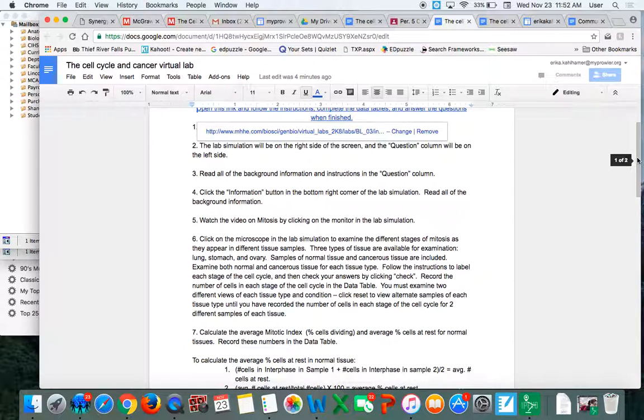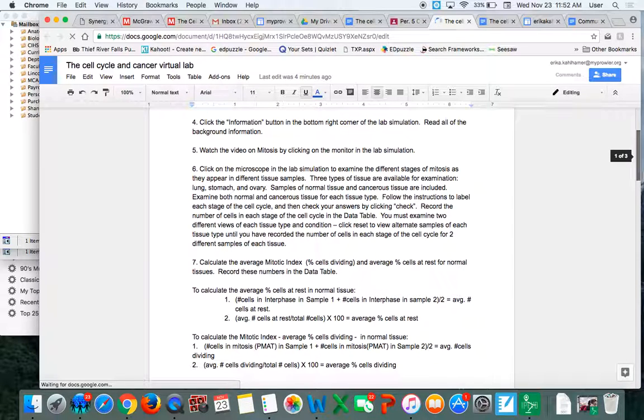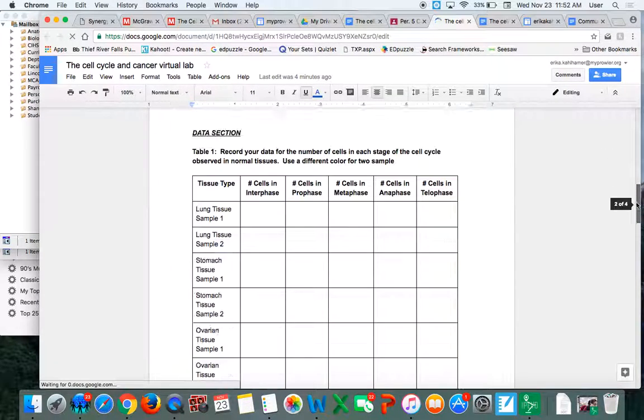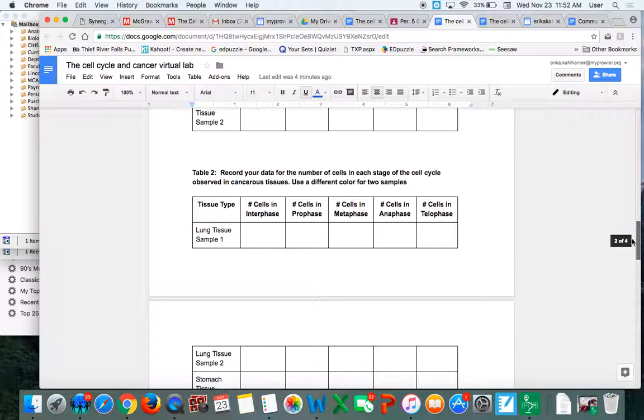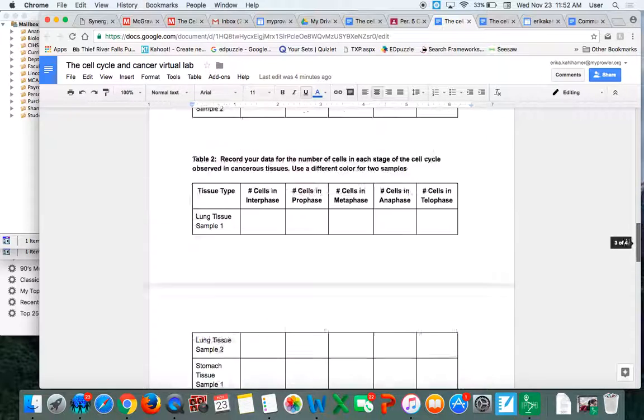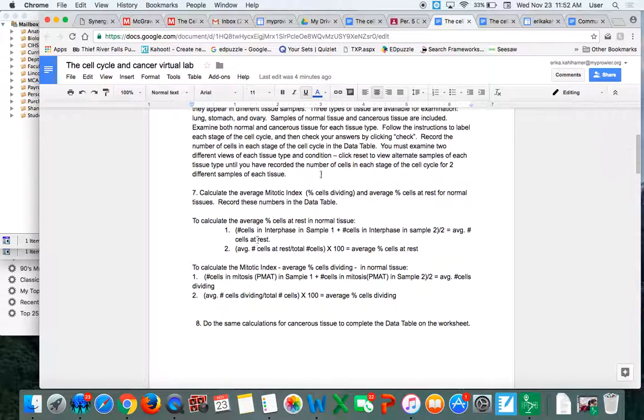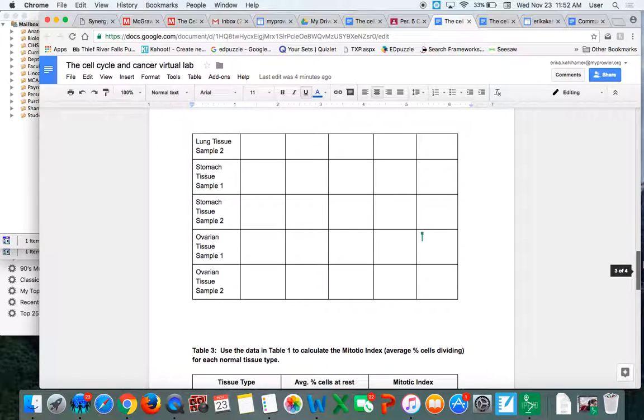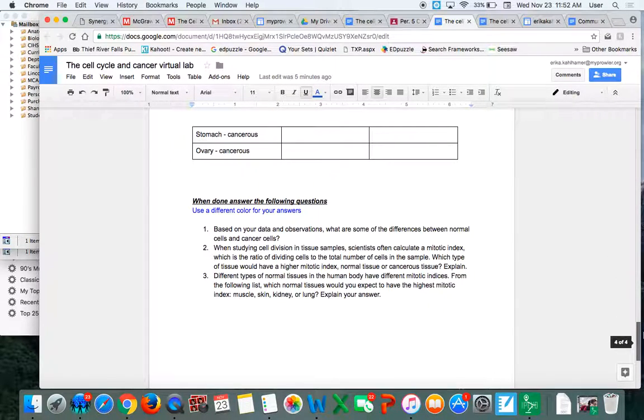On this document, what you'll need to complete. If you scroll down, these tables, you'll fill these out as you do the simulation, including tables 3 and 4. To calculate table 3 and 4, you're going to have to follow the instructions right here, step 7 here. So make sure you pay attention to that. And then there are some questions at the end on this document.